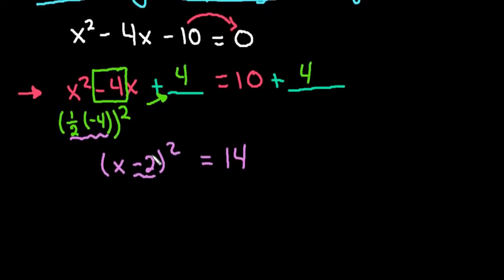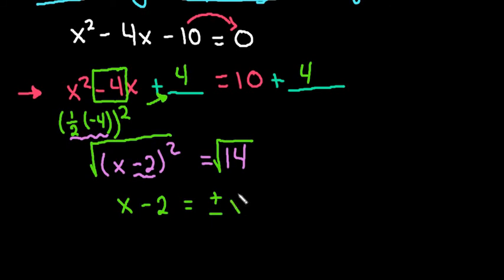To do that, we're going to take the square root of both sides. And so the left-hand side becomes x minus 2. The right-hand side, remember that we're looking for both solutions to this, so we have to put both the positive and the negative in front of it. If you can simplify your answer, you would do so at this point.